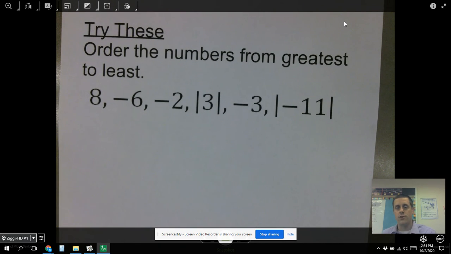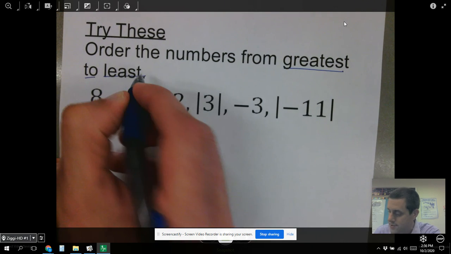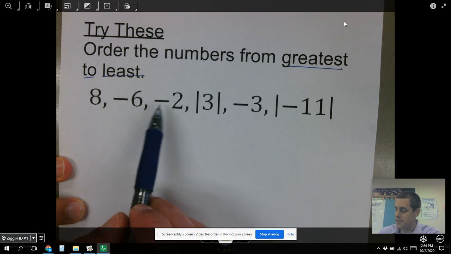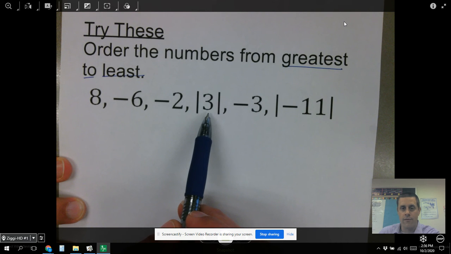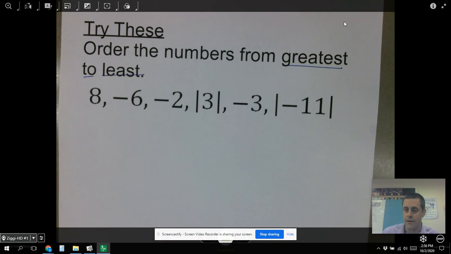All right, here's a problem for you to try on your own. We are ordering these numbers from greatest to least, 8, -6, -2, the absolute value of 3, -3, and the absolute value of -11. Go ahead and pause the video, complete this problem on your own. When you are finished, begin playing the video again to check to see how you did.